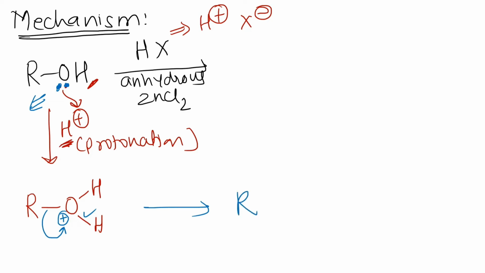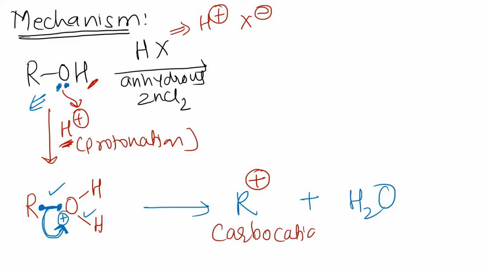So this R is alone now. This R has this electron with it, and another electron was with oxygen, and this bond was formed. Now both of these electrons have moved to the oxygen so that it is leaving as water. So now there is a deficiency of electrons on this R, and that deficiency I am showing by putting this positive charge. And this is the carbocation which I was talking about.